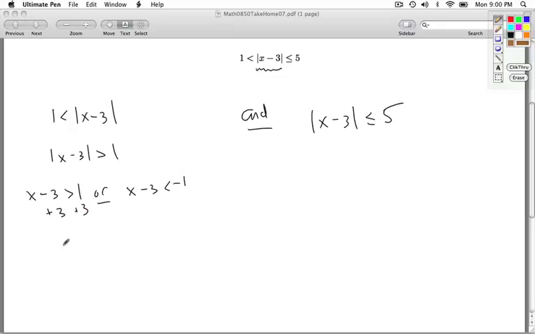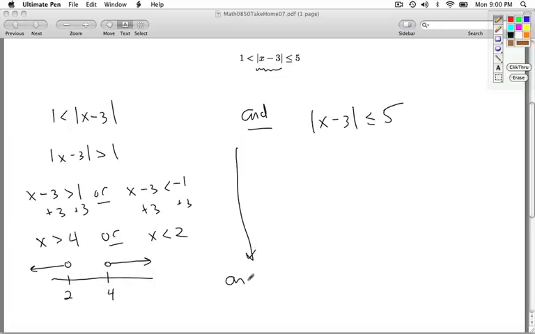I'll solve both of these inequalities by adding 3 to both sides. So I get x is greater than 4, or x is less than 2. And if I visualize that on the number line, here's 2 and here's 4. X greater than 4, open circle, everything to the right. Less than 2, open circle, everything to the left. And since we have an or, we lump these two together. So both of these are parts of the solution.